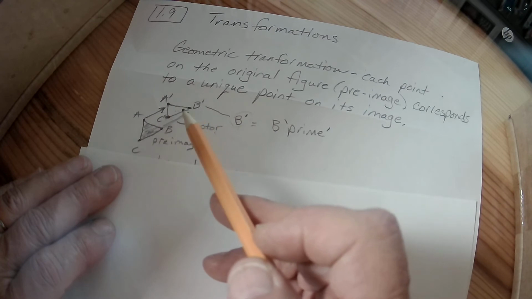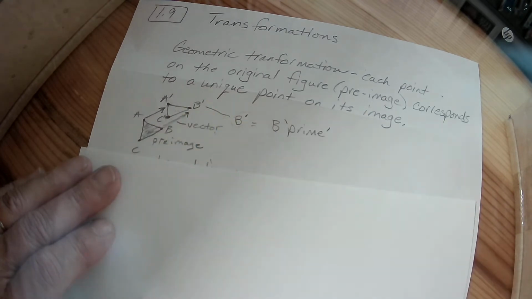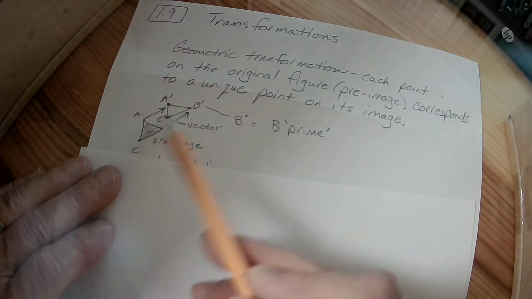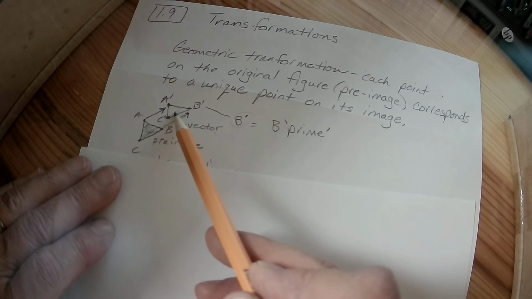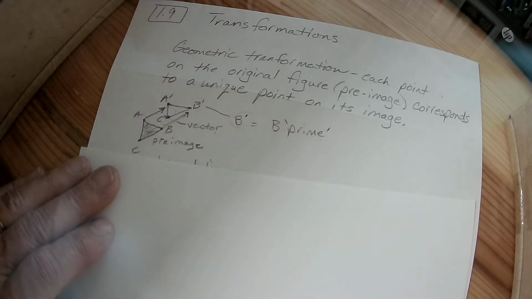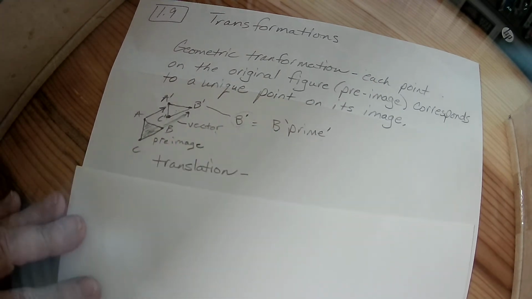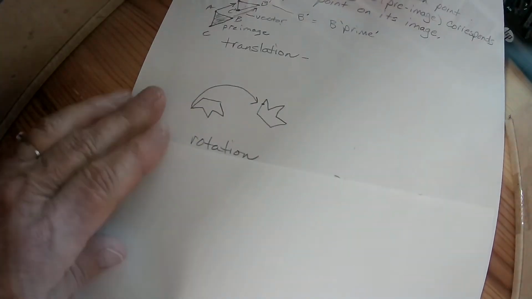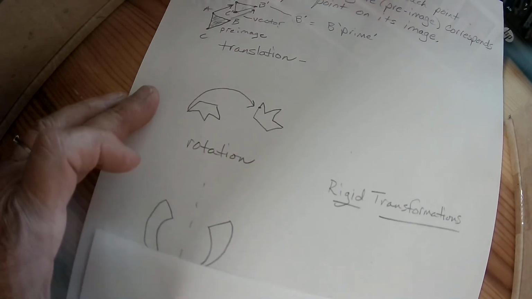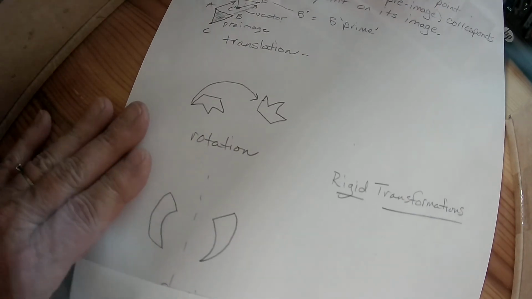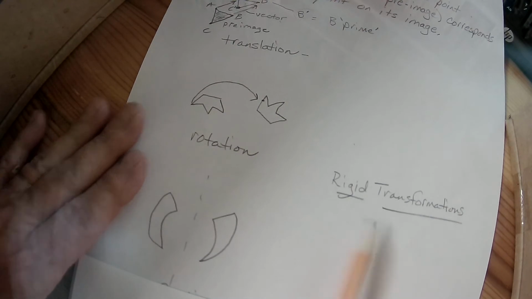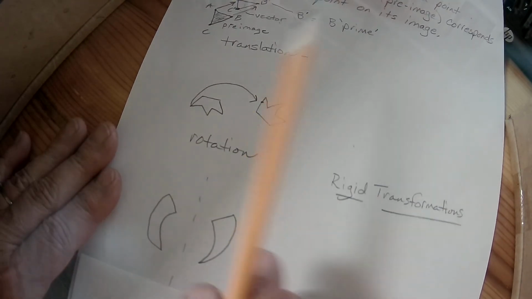We haven't changed the shape of it or the size of it. If I were to pick this up and put it on top of the image, they're going to be an exact match. And this is called a translation. So a translation is just moving it to a new location without changing its size or shape. And these are called rigid transformations.